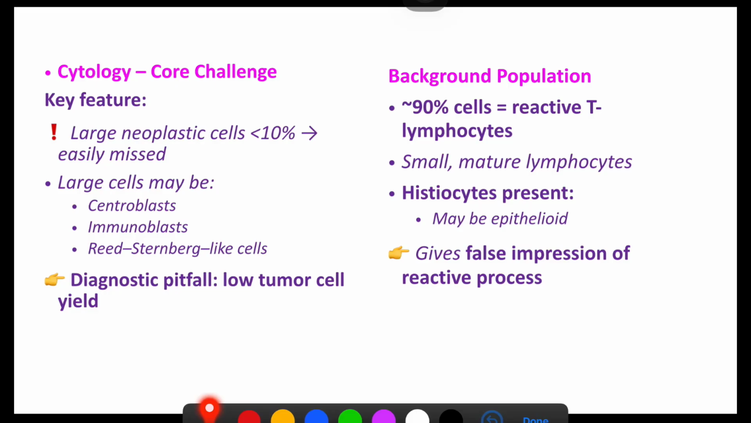So the diagnostic pitfall is that it has a low tumor cell yield, and the background generally shows 90% reactive T cells, mostly small mature lymphocytes. So you will easily miss it if you do not make a careful search, right? And you may find histiocyte-like epithelioid cells also, so it will give a false impression of a reactive process. That is why this is included in this category, because of a monotonous population with less than 10% neoplastic cells.